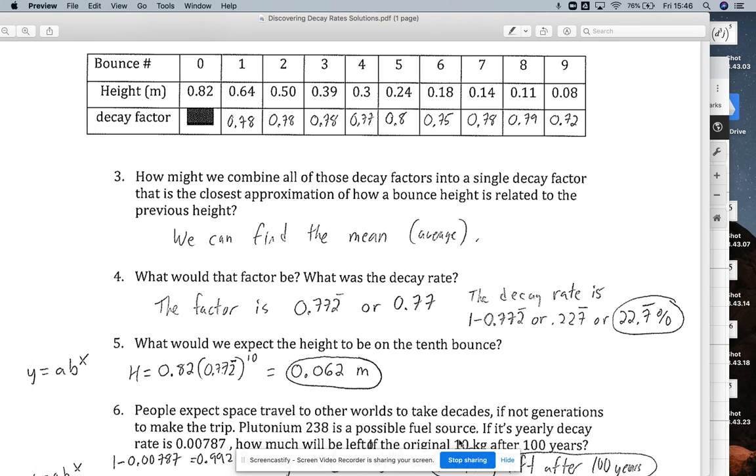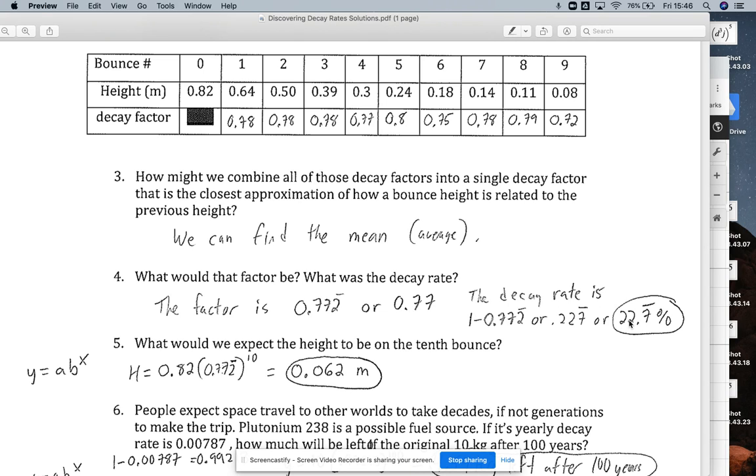We're going to start off with 10 kilograms of plutonium, and we're going to be traveling for 100 years. Again, like we said, it took decades. It's going to be a long time to get to these worlds. Will this plutonium allow us to travel for 100 years? So again, back to here, we have to remember they are giving us a decay rate. We need a decay factor in here.